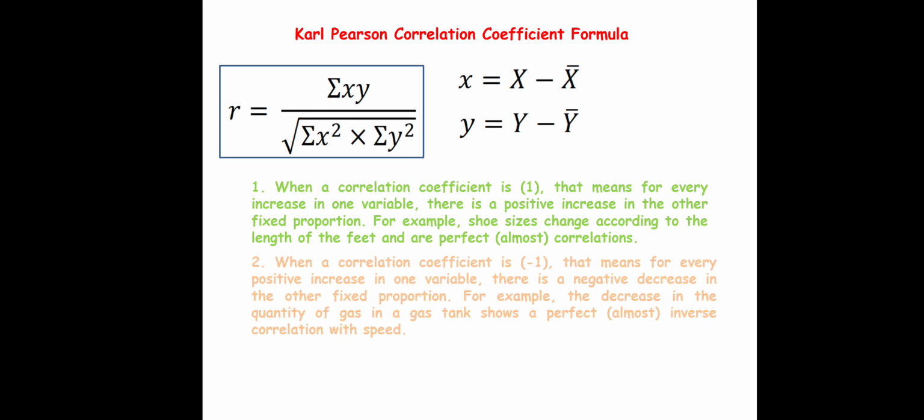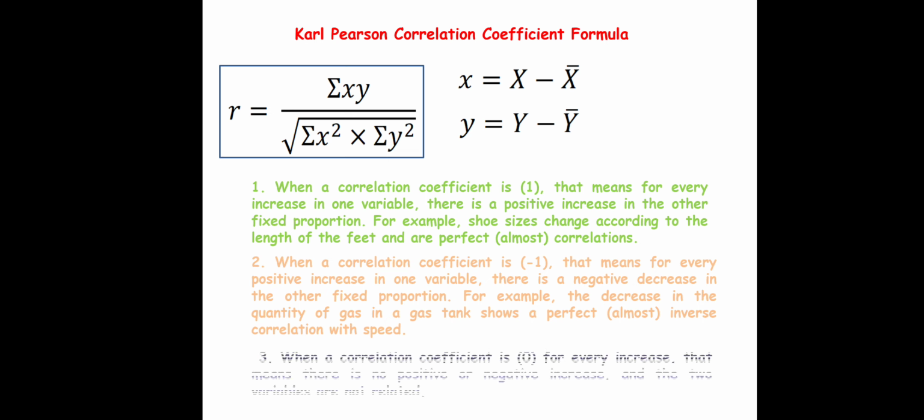Next, when the correlation coefficient is -1, that means for every positive increase in one variable there is a negative decrease in the other in fixed proportion. For example, the decrease in the quantity of gas in a gas tank shows an almost perfect inverse correlation with the speed. When you increase the speed, the level of the gas in the gas tank will start decreasing. So the more the speed, the lesser the amount of gas in the tank. That is a negative correlation.